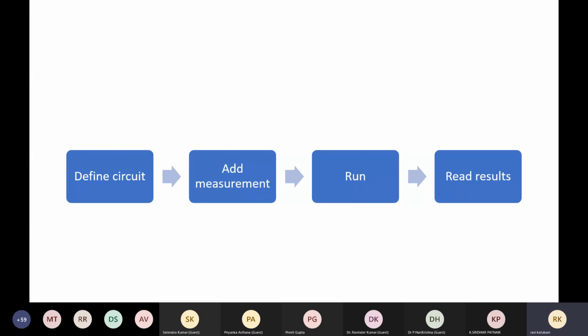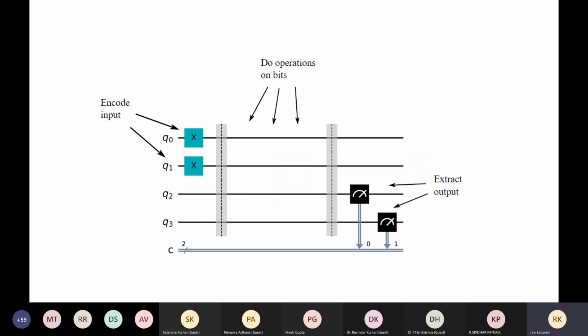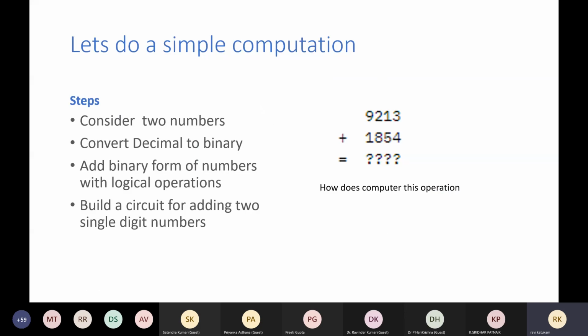So there are four basic steps. We define the circuit, add measurement, run it, then read the results. These results are nothing but the probabilities of measuring the system in 0 or 1. So this is input and now output, and in between you have bit operations. Then we went on to the addition operation, and this is a key takeaway.